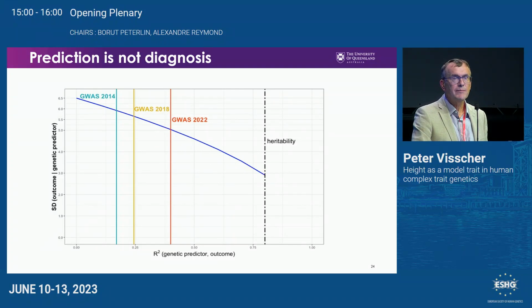Finally, hypothetically, imagine that the heritability of height is really 80%, and we've captured all the contributing segregating variants and estimated their effect size without any error. We would still have a standard deviation of outcome given the predictor of 3 centimeters. And the reason for that is, of course, that we can't predict the environment from a genetic predictor. So I don't have a conclusion slide, but I hope I've convinced you that height has been at the forefront of discoveries and methodological advances in human complex traits, so it's a model trait.